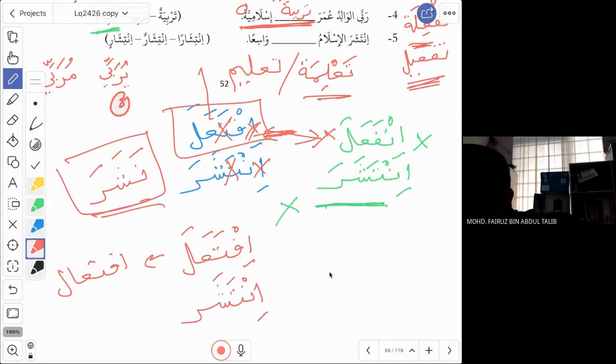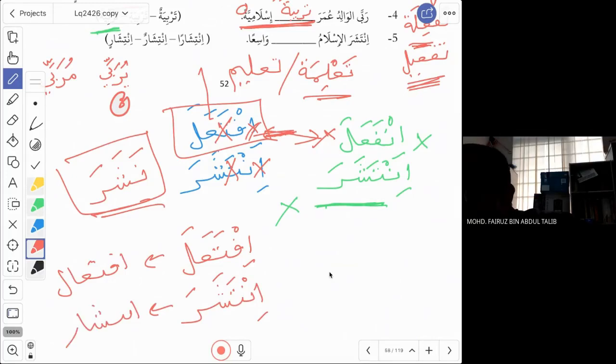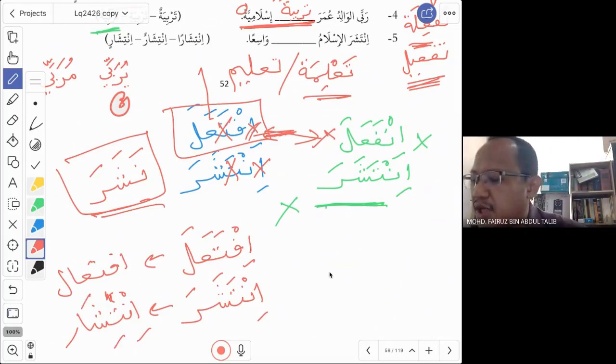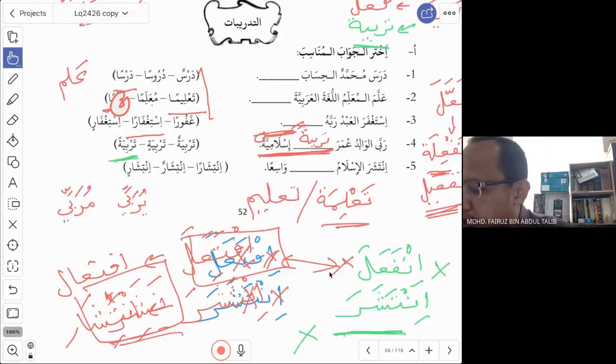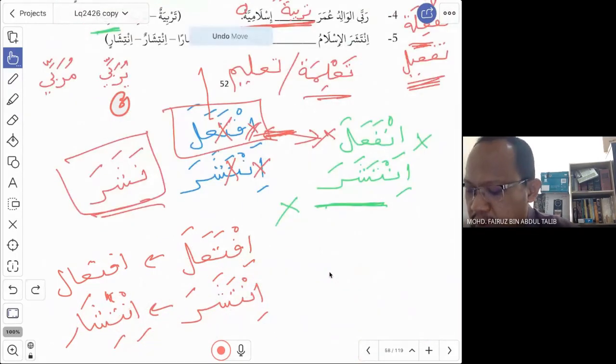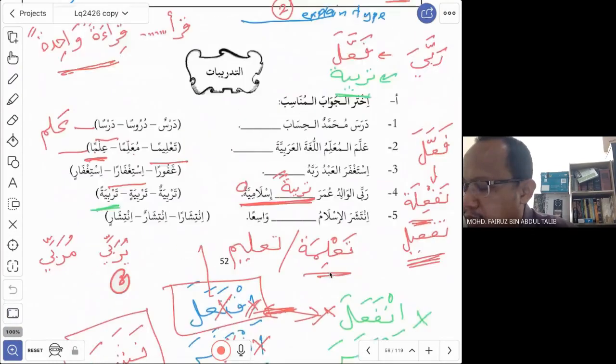Intashara, so it becomes Intishar. Intishar, so spreading. The spreading of Islam, intisharul Islam. So you take the word intishar and put it in the sentence.